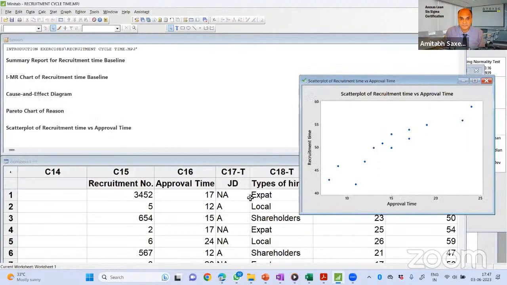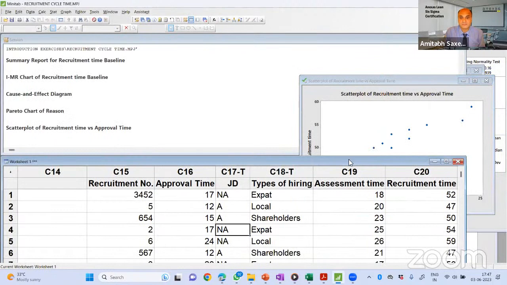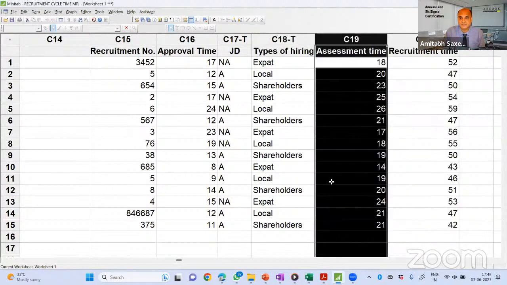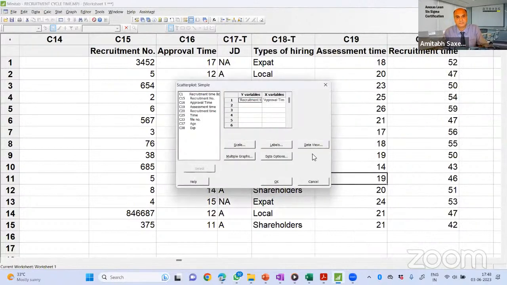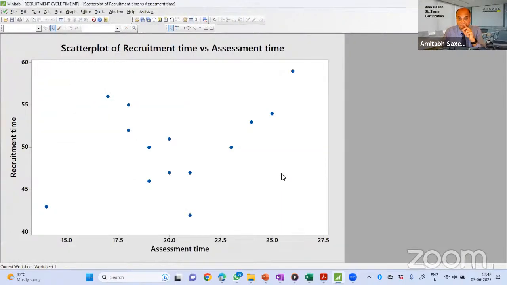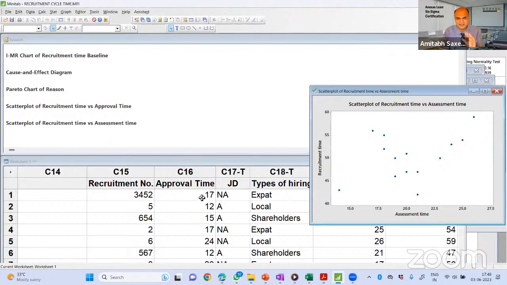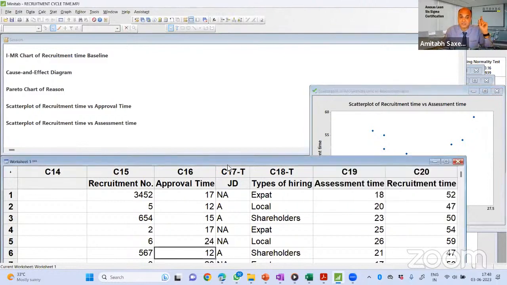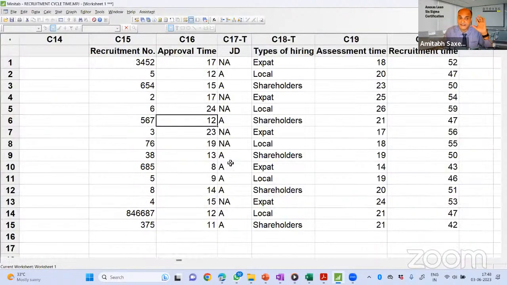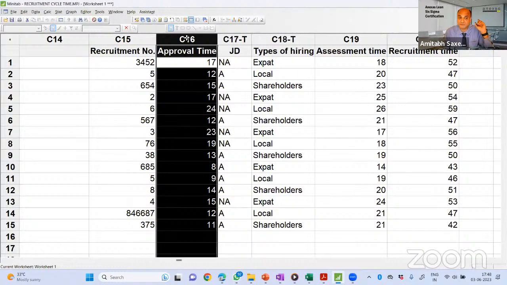Well, what about assessment time and recruitment time? Let us look at whether they are impacting. Well, it appears they're not related. So assessment time is not the root cause. I will waste my time if I try to reduce the assessment time, assessing the candidates, etc. It's not much important as against the approval. So approval is the main cause of my delayed recruitments. So this becomes my root cause.